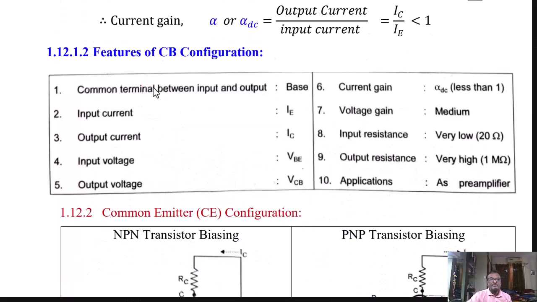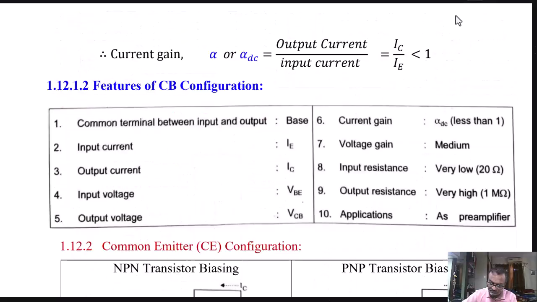carriers. The important parameters in CB configuration are: common terminal is base, input current is IE, output current is IC, input voltage is VBE, output voltage is VCB, between collector and base it is taken. The current gain is alpha DC. The other parameters we will discuss later.